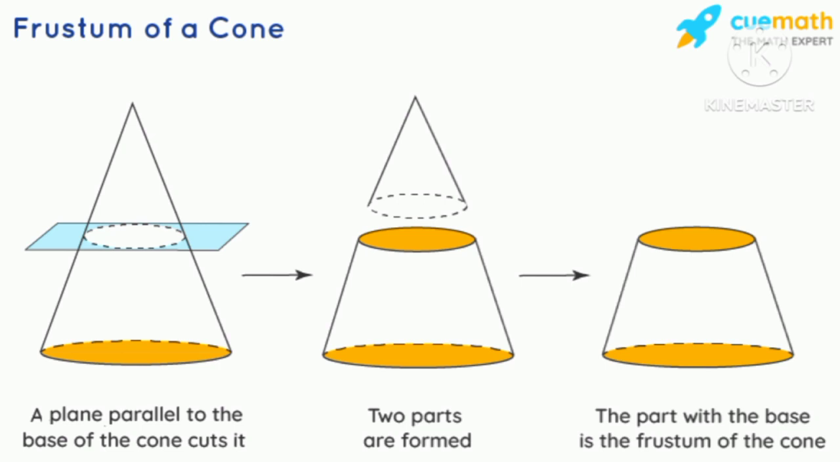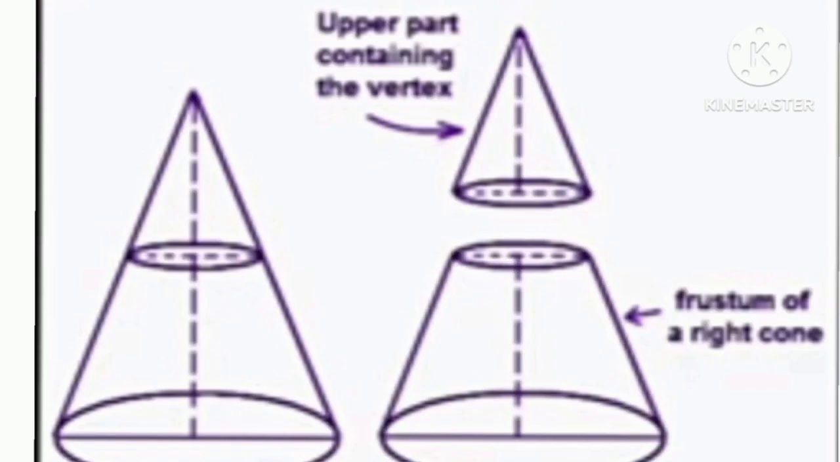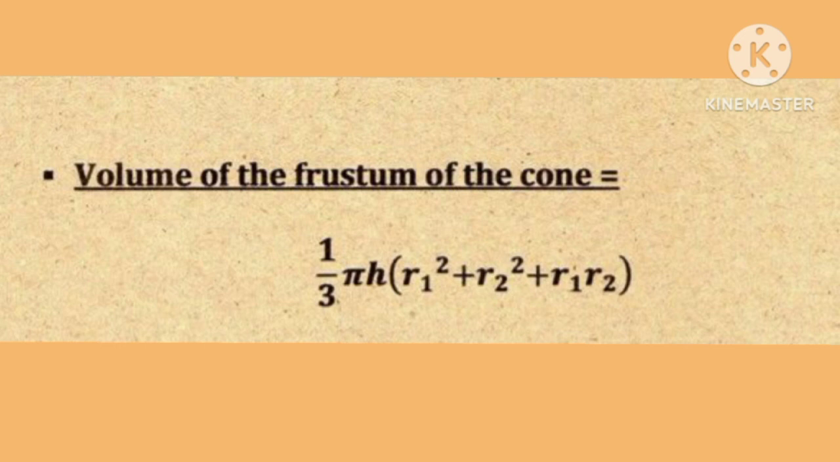So, what is frustum of a cone? If you remove one small cone from a big cone by cutting the cone by a plane parallel to its base, then the remaining shape is known as frustum of a cone. Look at this figure. First one is a big cone, and from this big cone we remove a small cone from the upper part. Then the remaining part is known as a frustum of a cone. Formula of volume of the frustum of the cone is equal to 1 by 3 pi into h into r1 square plus r2 square plus r1 into r2.